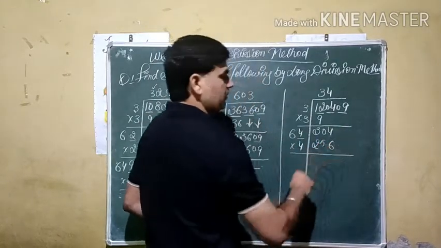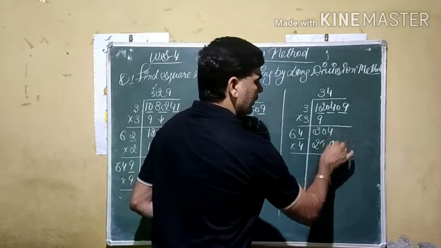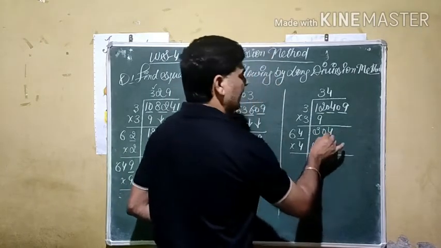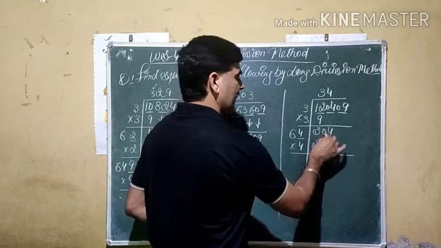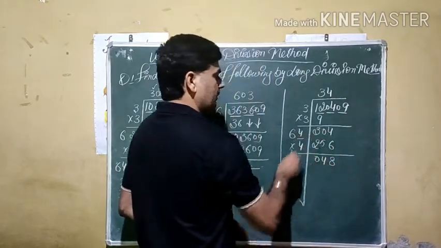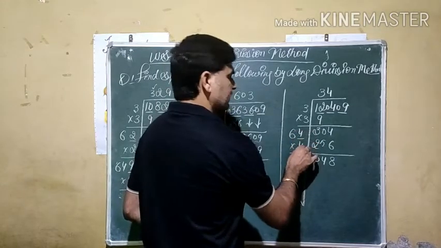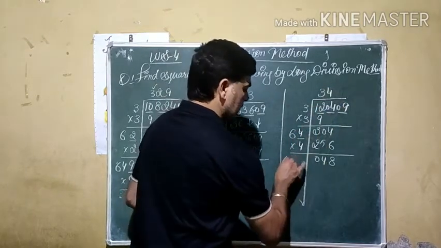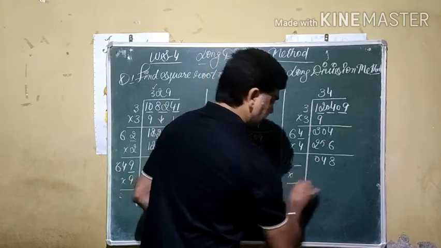4 minus 6 not possible. Borrow 1 from here. 14 minus 6, 8. Now it becomes 9 by taking borrow from here. 9 minus 5, 4. 2 minus 2, 0. Now it becomes 64 plus 4, 68. Otherwise double of this. We have to choose a digit multiply same digit.